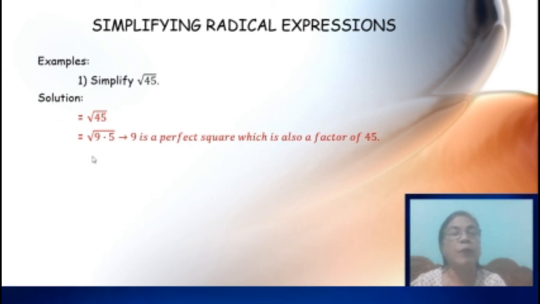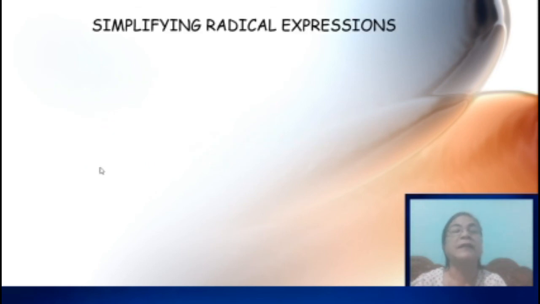And what is square root of 9? Of course, it is 3. And then square root of 5 will stay as a radicand. So we use the product property. Next, example number 2. Square root of 12 over square root of 3.